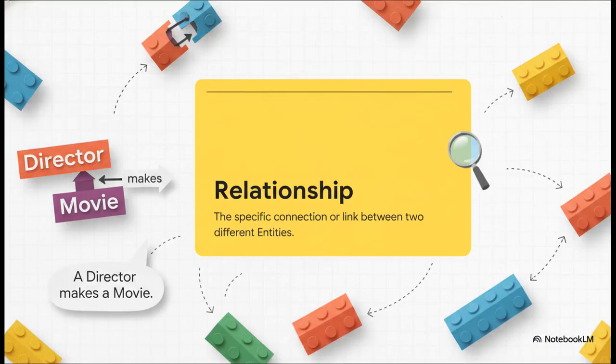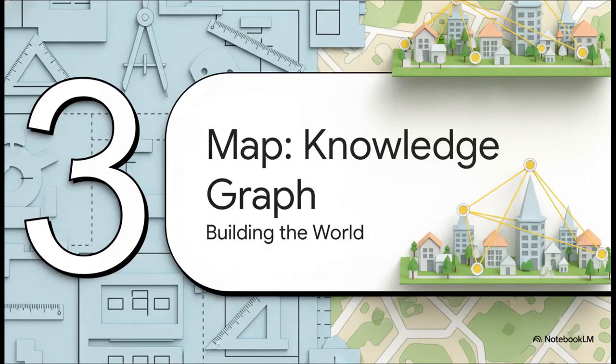Next up, we have relationships. A relationship is exactly what it sounds like. It's the specific connection between two different entities. So if an entity is a single Lego brick, the relationship is how we snap those bricks together. For example, if we have a director block and a movie block, the relationship snapping them together is makes. The AI learns a director makes a movie. Pretty simple, right? All right, Section 3, the map or knowledge graph, building the actual world.